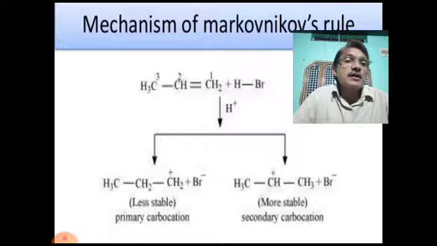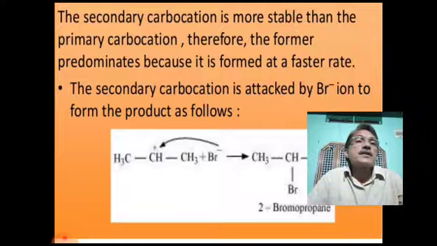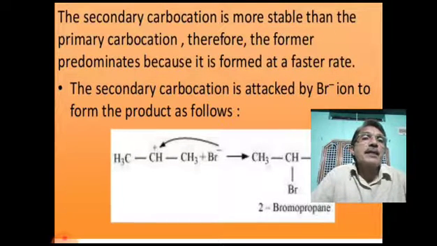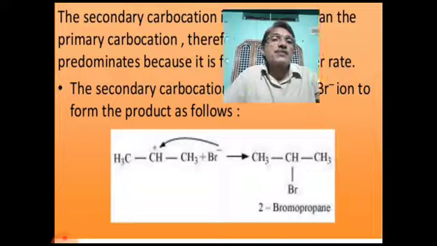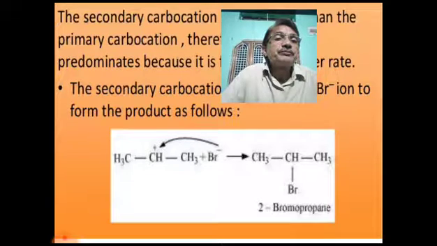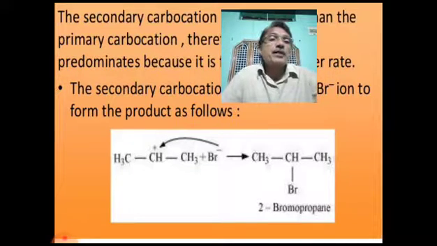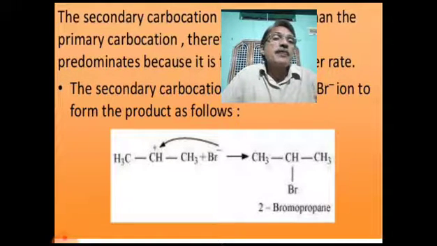Here, in the first case, a primary carbocation is formed, which is less stable. In the second case, a more stable secondary carbocation is formed. The secondary carbocation is more stable than the primary carbocation. Therefore, the former predominates because it is formed at a faster rate. The secondary carbocation is attacked by bromide ion to form the product as follows. See, in this reaction 2-bromopropane is obtained. So 2-bromopropane will be the major product.